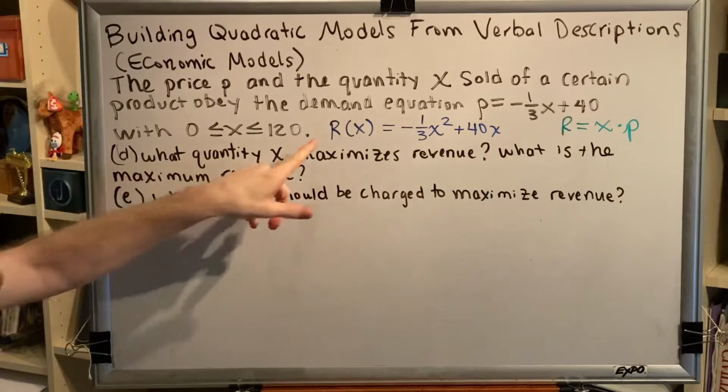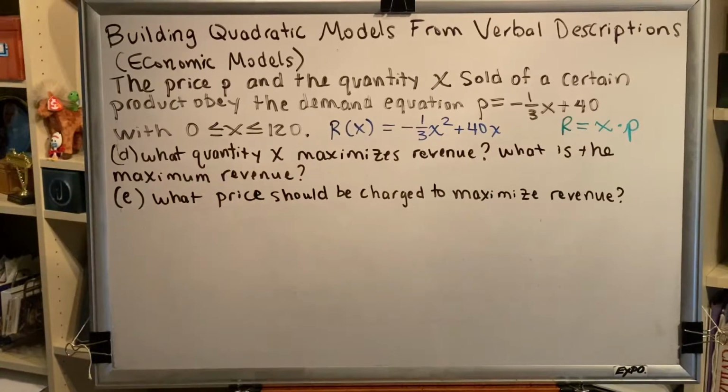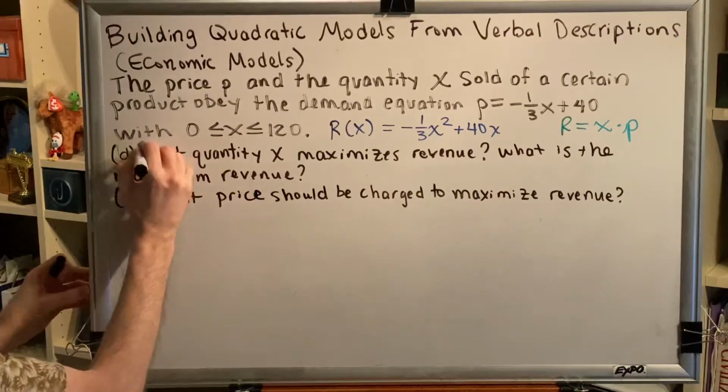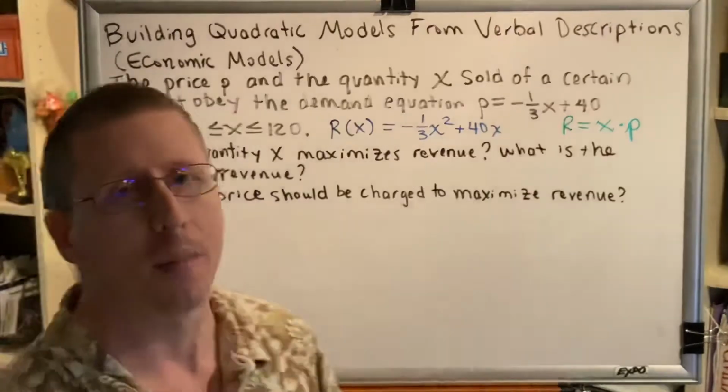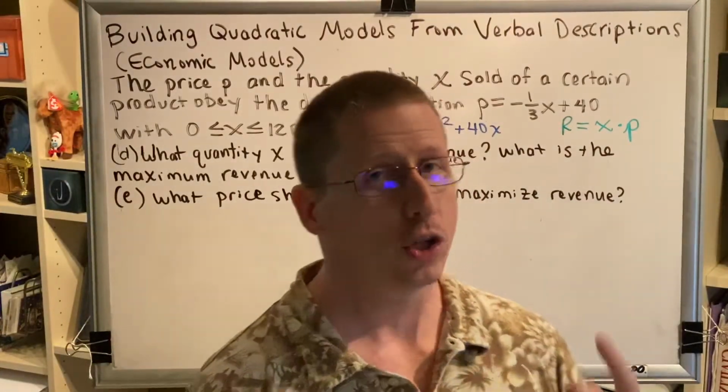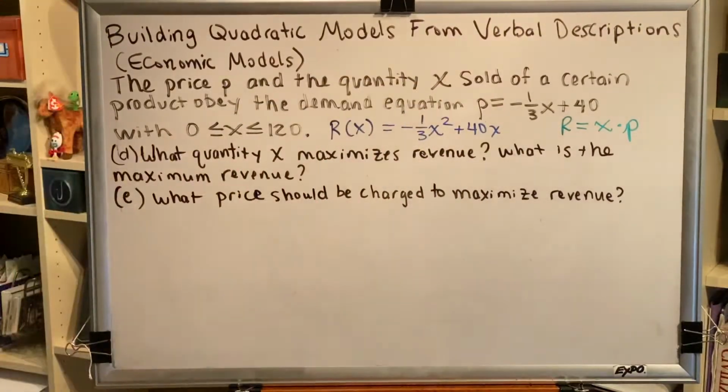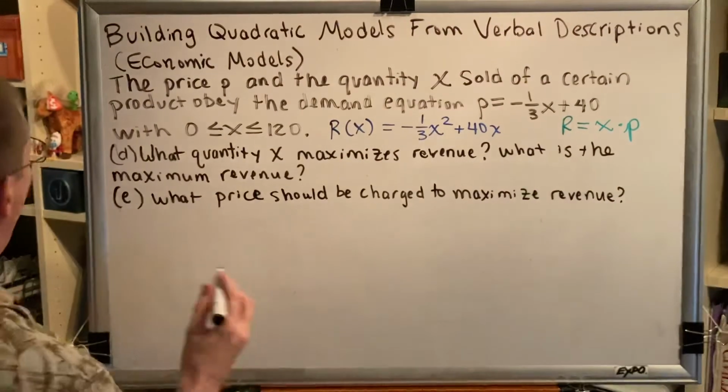In an earlier part we learned that r of x is equal to negative 1/3 x squared plus 40x, which will be useful as we now answer parts D and E. Part D: what quantity x maximizes revenue? What is the maximum revenue? Once again, we find ourselves facing a word like maximize or maximum. So if we can verify this is quadratic, then the vertex will help us with our answer.